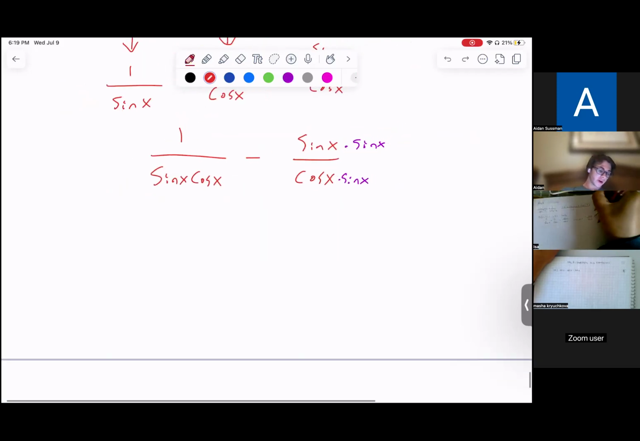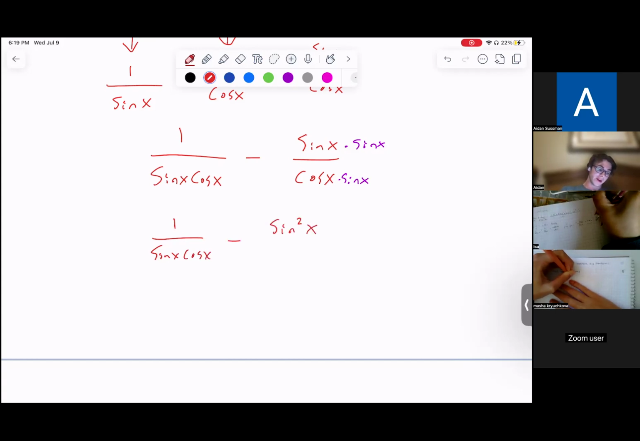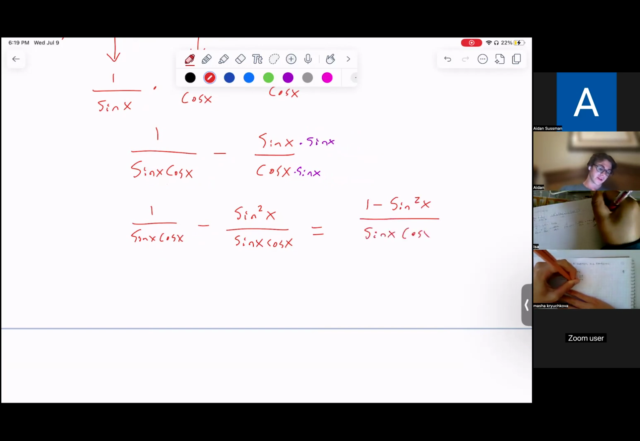So that's all we're going to do. We're going to multiply just this side by sine over sine. And I get 1 over sine of x cosine of x minus sine squared of x, all over, well, this is the same thing, sine of x cosine of x. And guess what? Because these are the same now, I can put everything in one fraction. This is 1 minus sine squared of x all over sine of x and cosine of x.